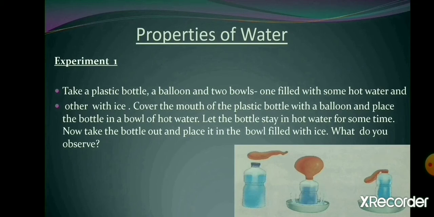Now children, you will see that when the bottle is kept in the warm water, the air inside the bottle becomes hot. The hot air expands and starts moving upward into the balloon, causing it to inflate. However, when the same bottle is put in ice, the hot air inside the bottle cools down, moves downwards and deflates the balloon.